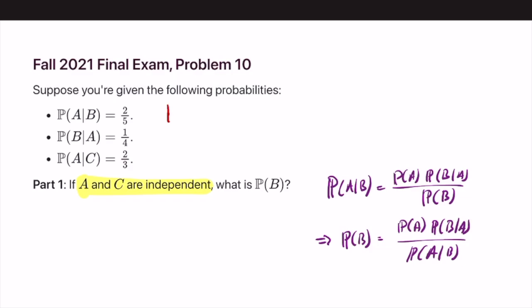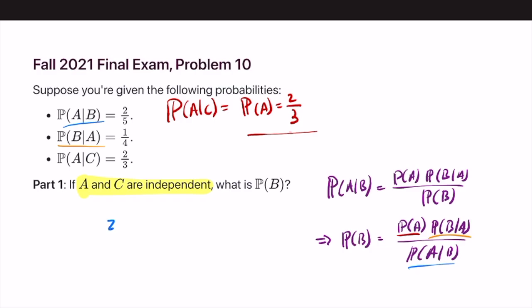It means that in our case, the probability of A given C is equal to the probability of A. And those are from the last couple lectures. You saw how that works. And that equals 2/3. So currently, we have the probability of A, that's the probability of A right here. We have the probability of B given A, and we have the probability of A given B. So we can now just plug these probabilities in, and we'll see what we get.